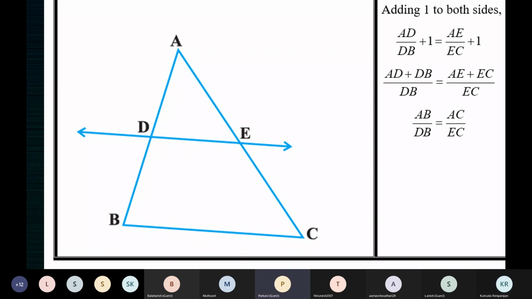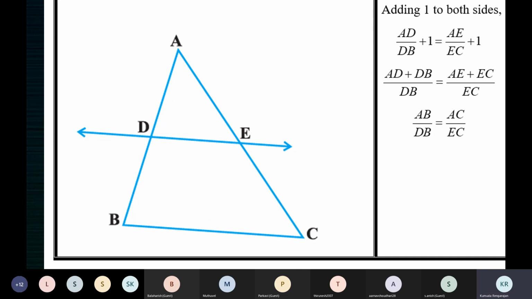AD by AB equal to AE by AC. Very good. Now we took the full sides and the top portions, right? Now take the full sides and the bottom portions. AB by DB equal to AC by EC. Reciprocal? DB by AB equal to EC by AC. That's it. Very good. Thank you, Parkavi. Thank you, Tirunesh.